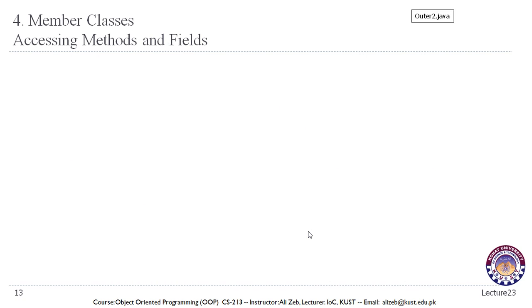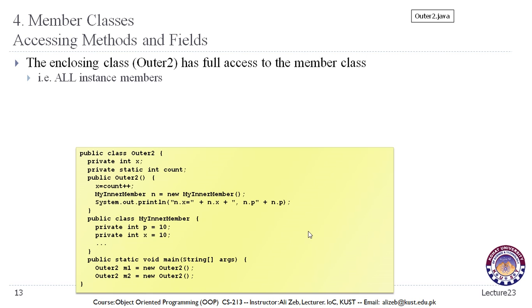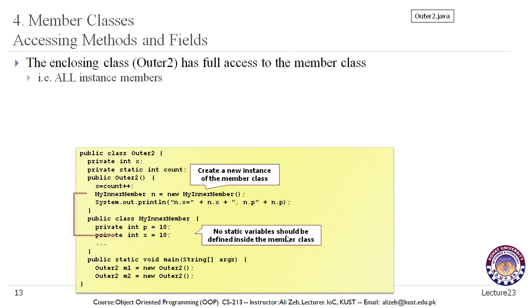Accessing methods, fields and member classes. The enclosing class has full access to the member class, all instance members. So we create a new instance of the member class. This is our member class, and we can create a new instance of it, and we can access the variables of the member class in our outer class. No static variables should be defined inside the member class.